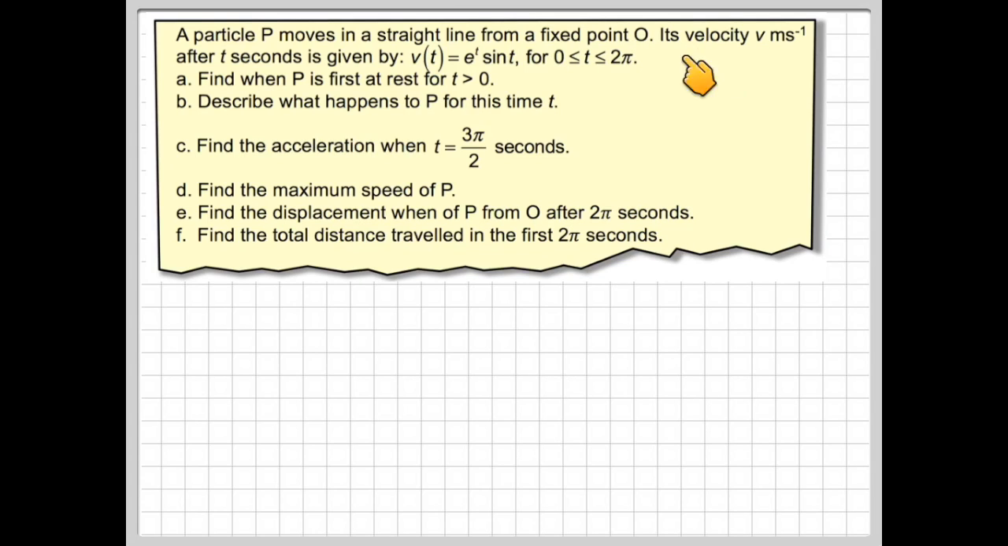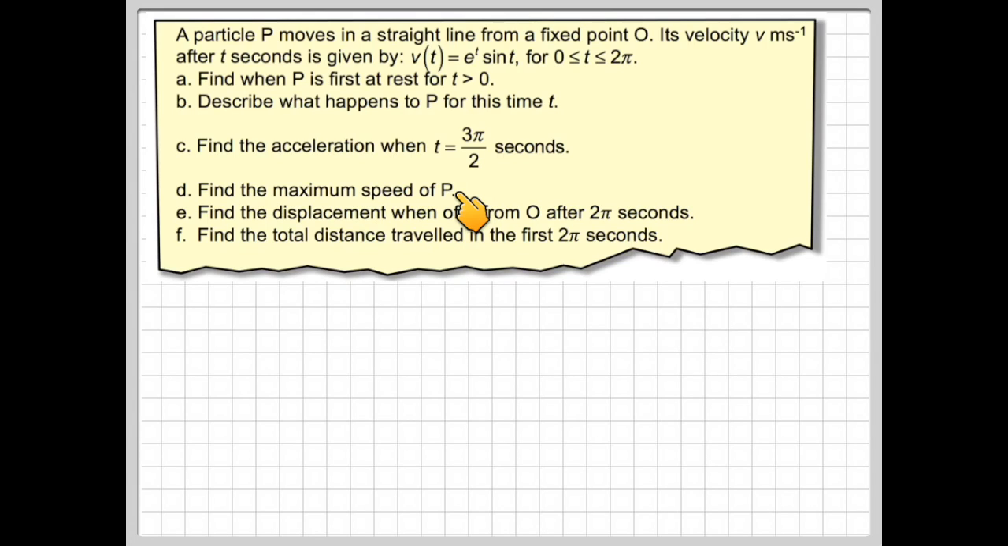Its velocity v meters per second after t seconds is given by v of t is equal to e to the t sine t, for t being between 0 and 2 pi. Find when the particle P is first at rest after t greater than 0. Describe what happens to P for this time t. Find the acceleration when t is equal to 3 pi by 2 seconds.